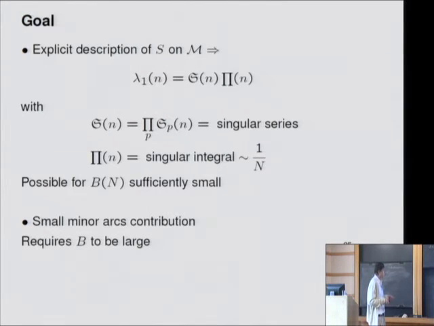So the point is that lambda 1(n) usually has a structure which is described as a product of densities. Here the pi n is just a singular integral, which is an obvious quantity here in some sense.